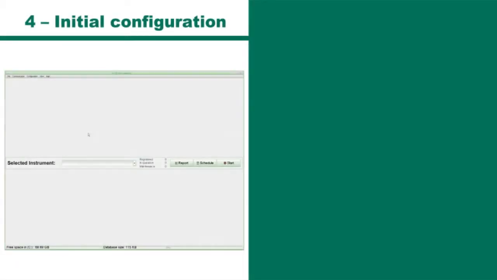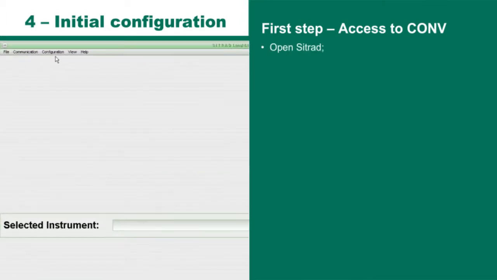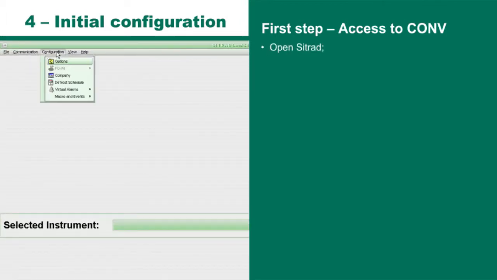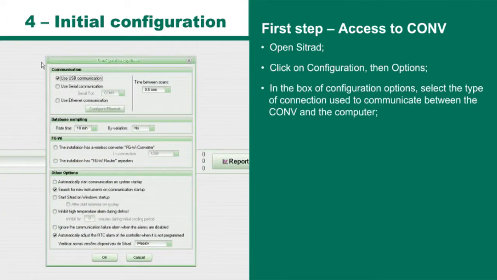Initial configuration. First step, access to the Conv. With the Conv connected to the computer and Sitrad running, click on Configuration and then Options. The Configuration Options box will be opened. Select the type of connection used to communicate between the Conv and the computer, in this case, USB. Set the other options according to the picture on the side.